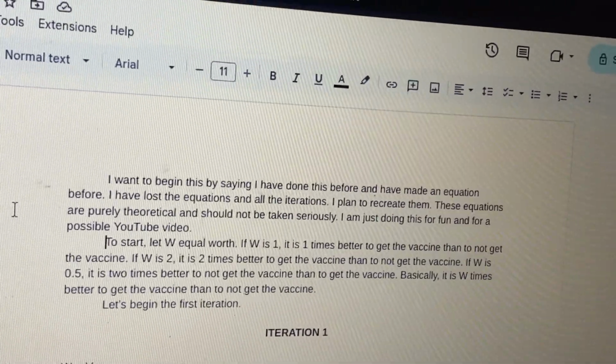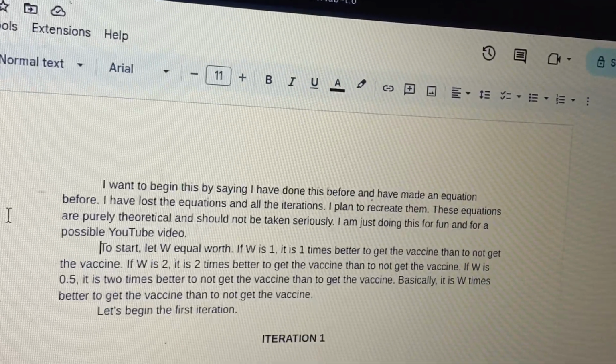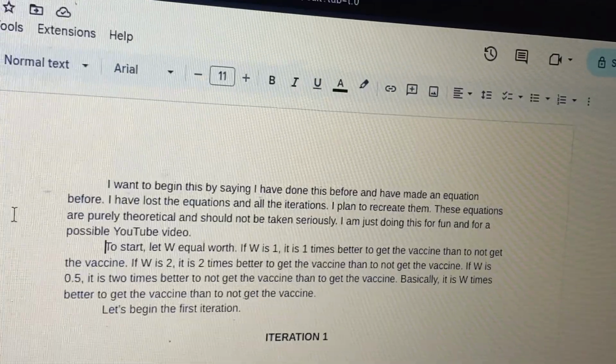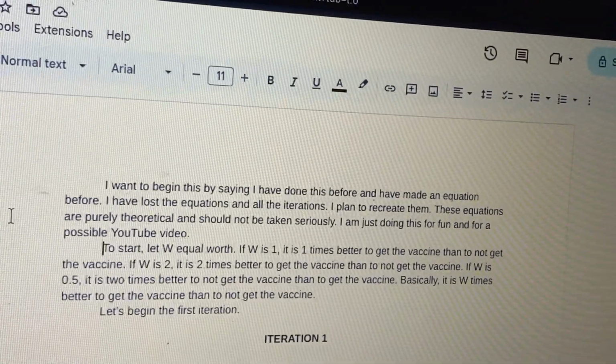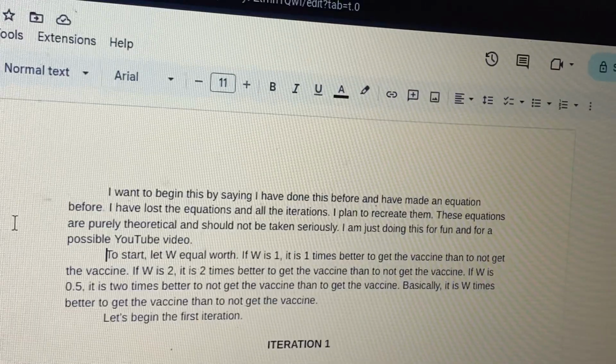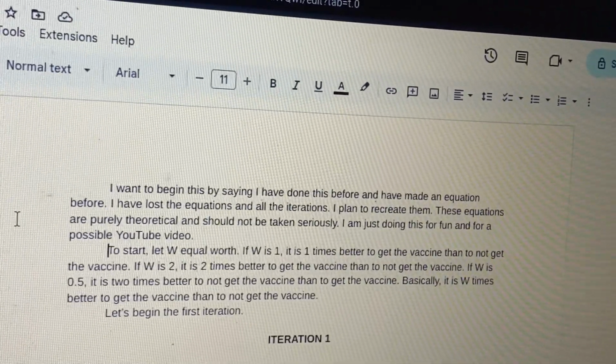I want to begin this by saying I've done this before and I've made an equation before. I have lost the equations in all the iterations. I plan to recreate them. These equations are purely theoretical and should not be taken seriously. I am just doing this for fun and for a possible YouTube video.